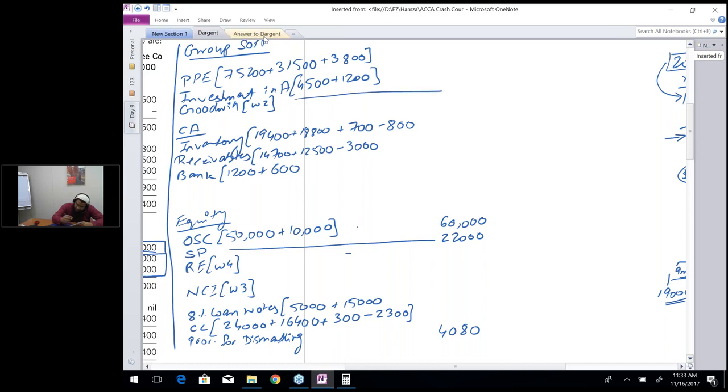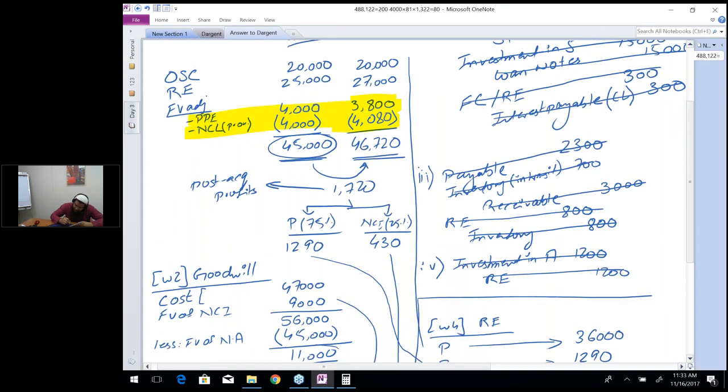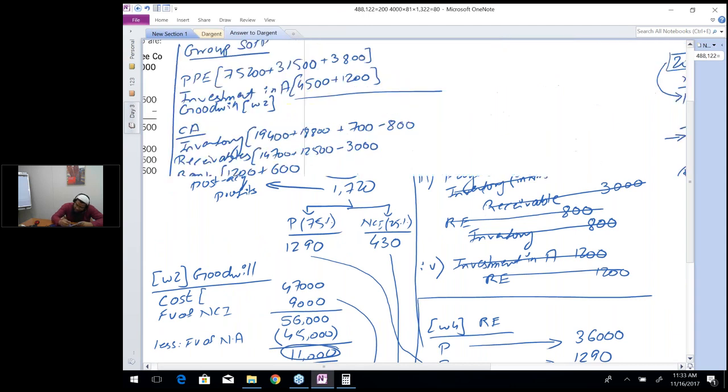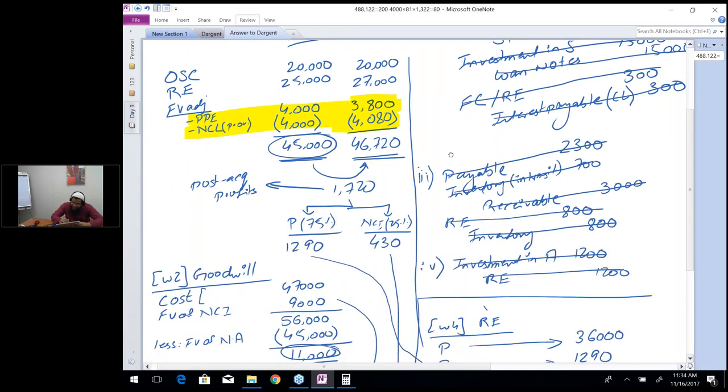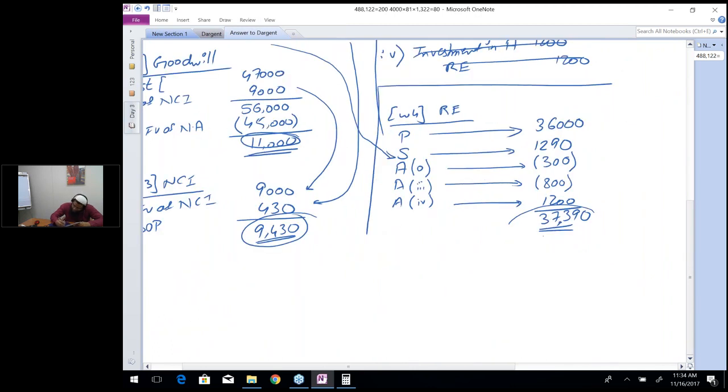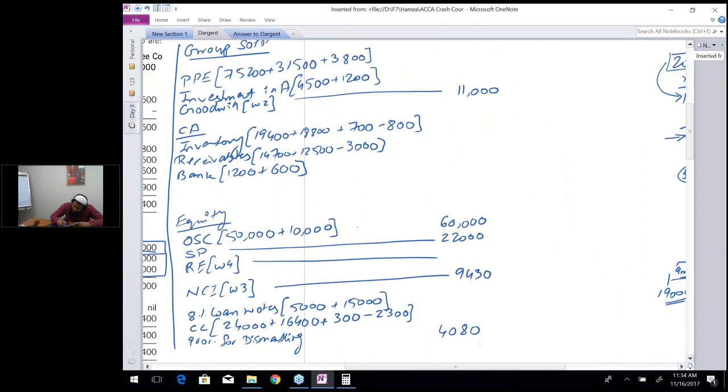And finally, the goodwill that we have calculated is of $11,000. So 11,000 is the goodwill. Now we have to calculate the sum, and this would easily balance the balance sheet. In fact, let's write down the value of the retained earnings in the NCI as well. So if I move towards the answer, the NCI is 9430 and 37390. So this is 9430 and 39370.